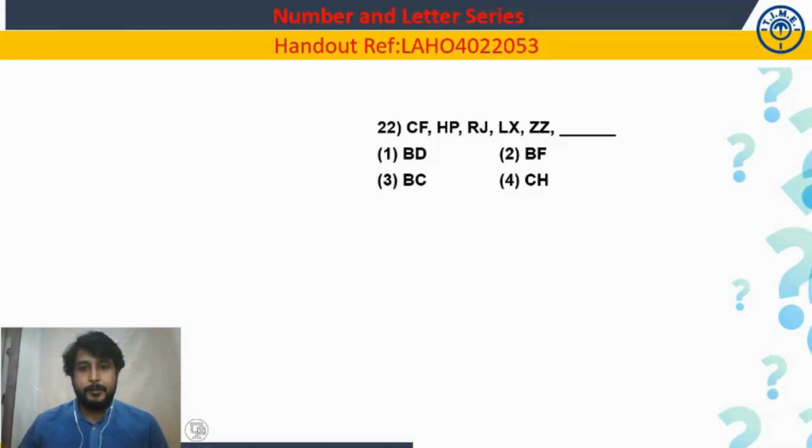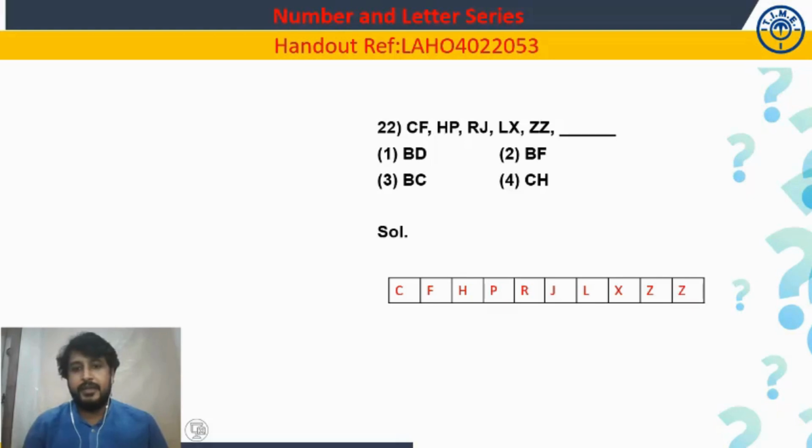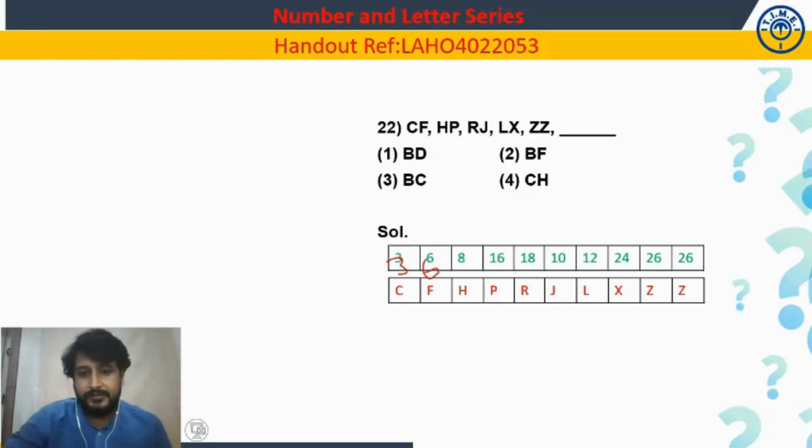Anyone? Okay. First write the place values, you will get some idea. C's place value is how much? Okay. C, F, H, P, R, J, L, X, Z, Z. Now, C's place value is 3, F's place value is 6, and H's place value is 8, P's 16.